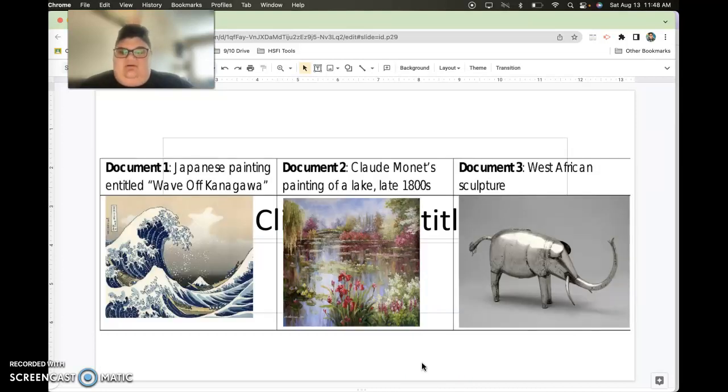So when we talk about context, it's important to look at the whole picture and then look at the parts of the picture. So if we're looking at the whole picture of what these 3 things have in common, you look at the parts of the picture of each. So you look at the wave, you look at the lake, you look at the elephant, and the whole picture has in common that they are all part of nature.